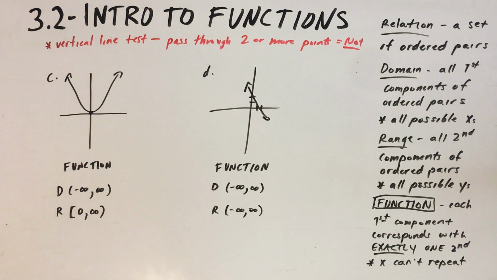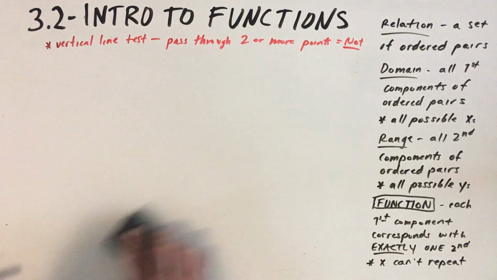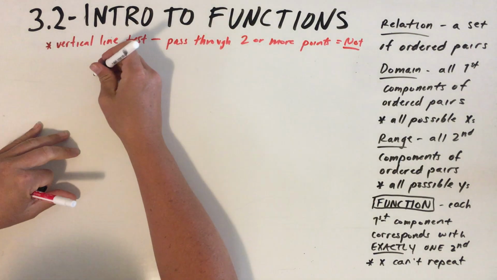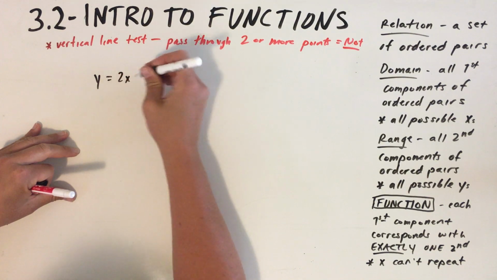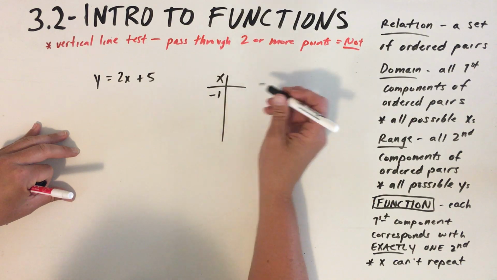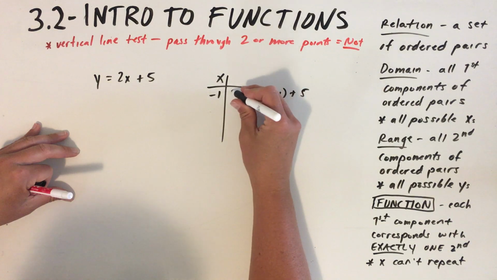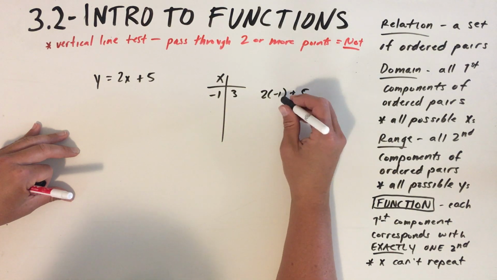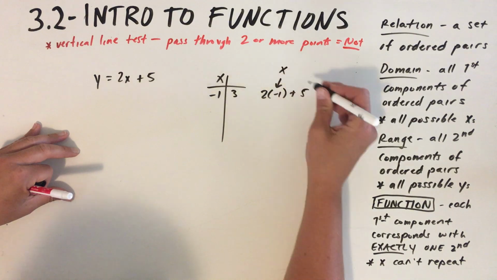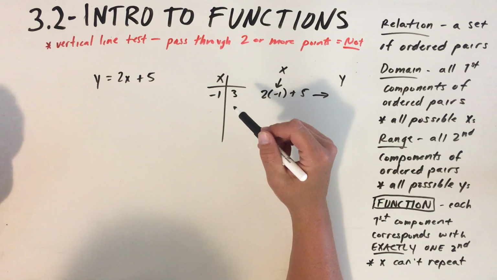The last portion that we're going to talk about is function notation. Function notation is just another way to say, if I say that y is equal to 2x plus 5, then I could plug in values for x all day. So we plug in -1, and when we do that, we get -2 plus 5, which is 3. So we plug this in for x, and this spits out y. This means that y is a function of x.